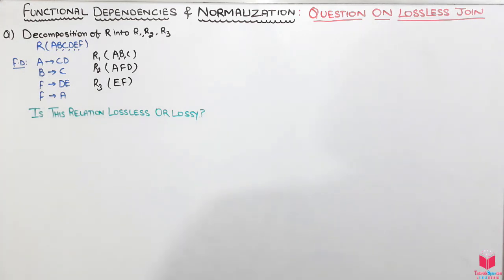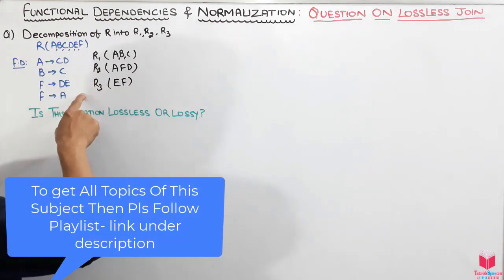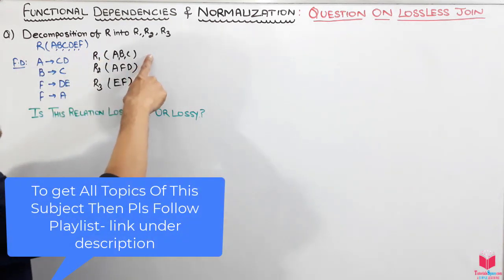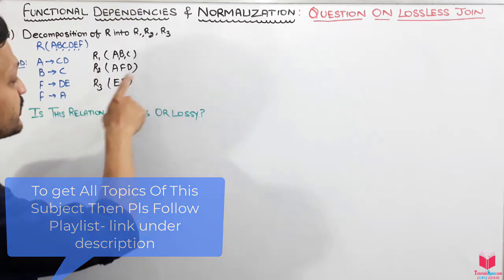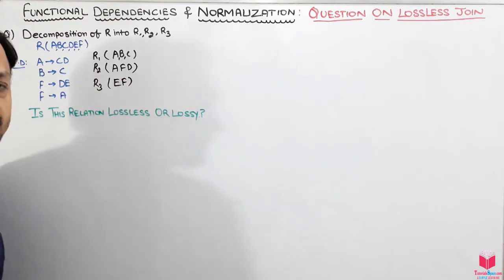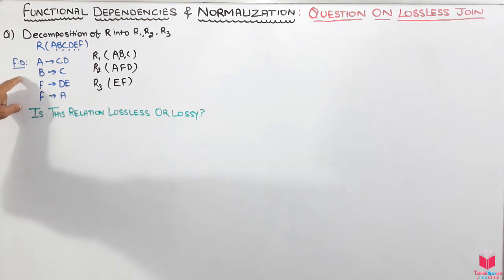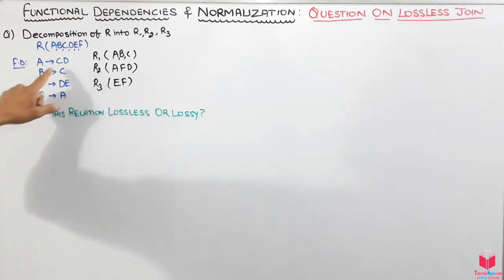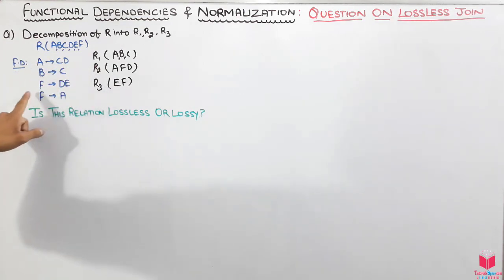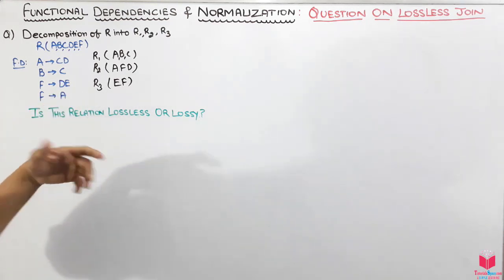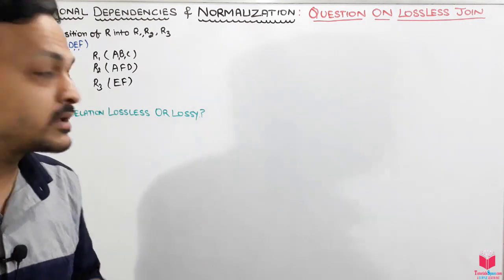So there is a question: the decomposition of R into R1, R2 and R3, where R has attributes A, B, C, D, E, F. Now we have decomposed it into R1, R2 and R3. R1 contains A, B, C attributes, R2 contains A, F, D attributes and R3 contains E, F attributes. And these are the functional dependencies: A to C, D, B to C, then F to D, E and then F to A. Now we have to say whether this decomposition is lossless or lossy.